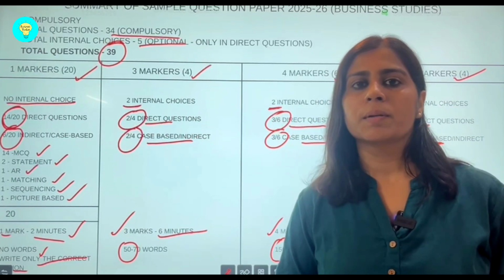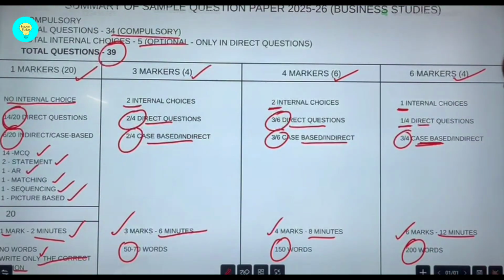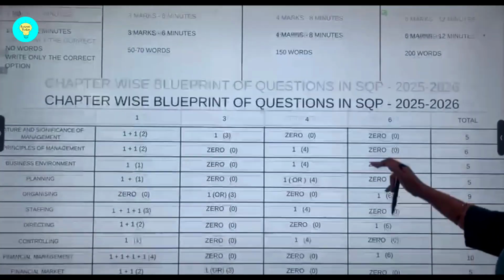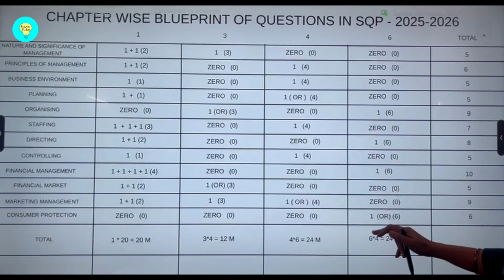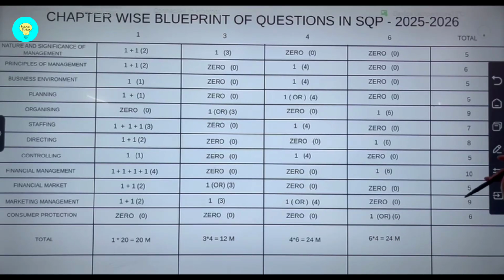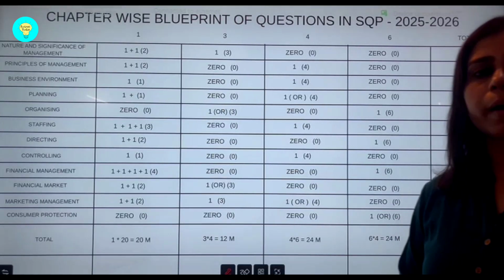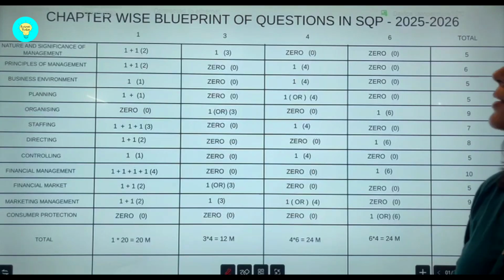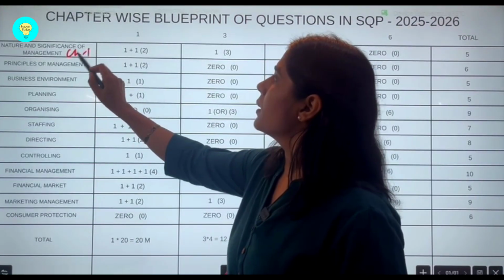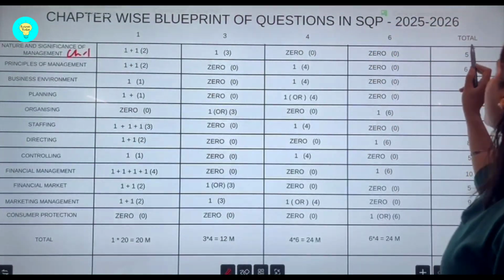So always remember these silly small tricks in your mind. And last but never the least, this is the blueprint of all the questions as per your chapters. As per the marking scheme given by the board, you can see, students, that the first chapter, that is chapter 1, is in totality 5 marks.